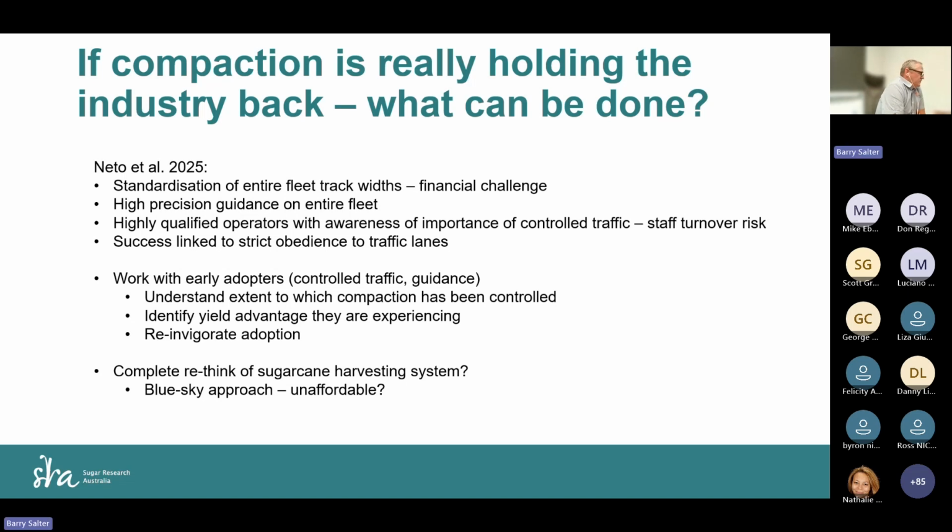The alternative to that, I guess, is a complete rethink of how we harvest sugarcane, or the sugarcane harvesting system, which is sort of blue sky. And to be honest, right now, that kind of feels sort of far-fetched and unaffordable.